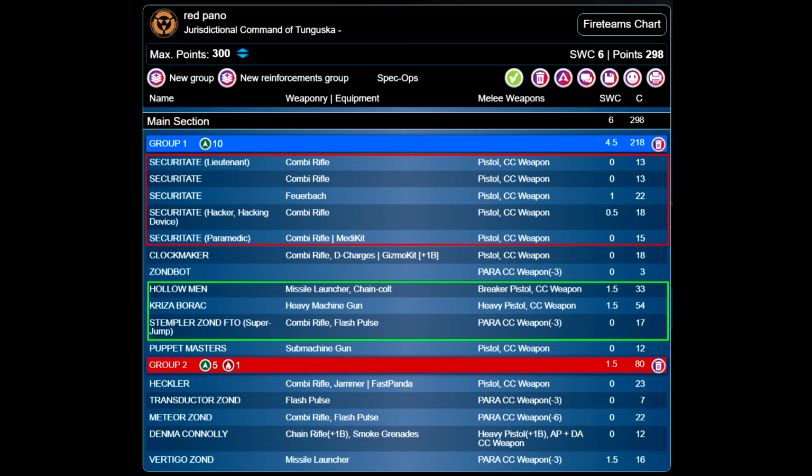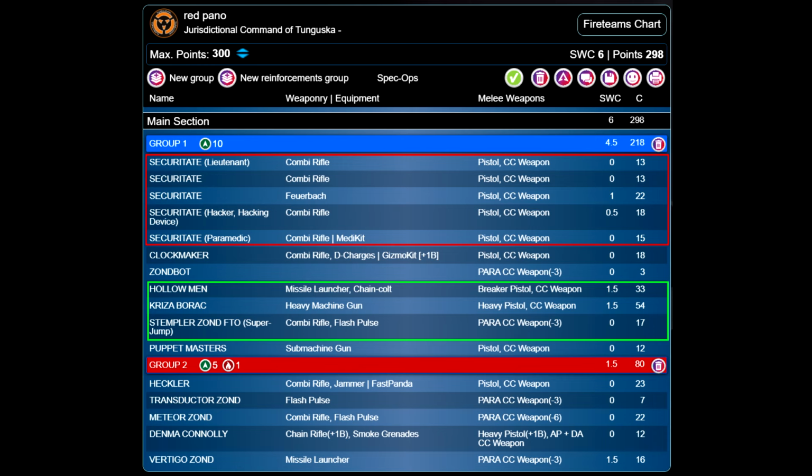The core of this list is similar to the last one, Vertigo's on Security Core, but a different one: Heckler, Clockmaker, Puppet Master, and Transductor's on. The differences from the first list are minor. The Clockmaker is here to ensure Dima, Meteor, and the Hollow Man stay standing. The Heckler has less hackers to back it up, so the Fast Panda becomes less of a priority, but can still drop it to cause issues. But the Jammer with Surprise Attack is also a vital part of their kit.